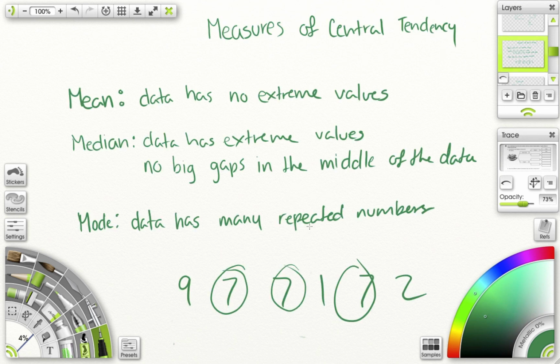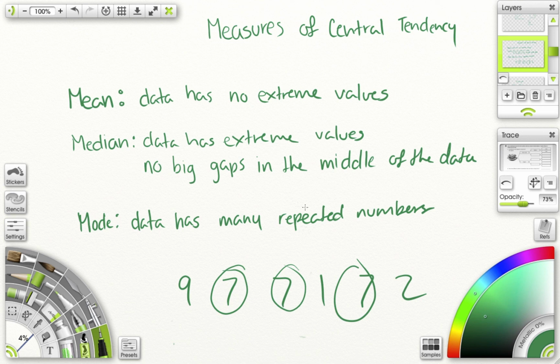And then mode, if there's a lot of repeated numbers. If there's 10 data points, but there's only 2 repeated numbers, mode may not work the best. But let's say you have 4 or 5 repeated numbers in that set of 10, then mode would make the most sense.